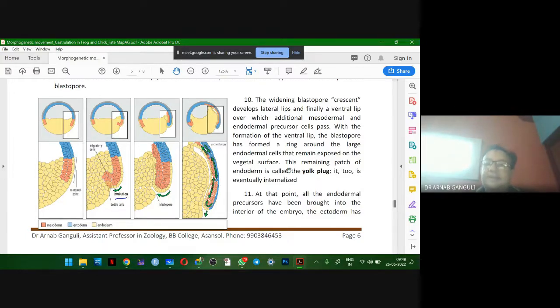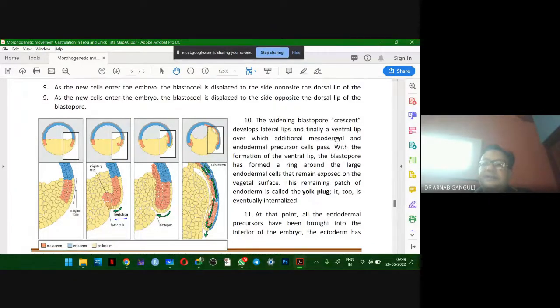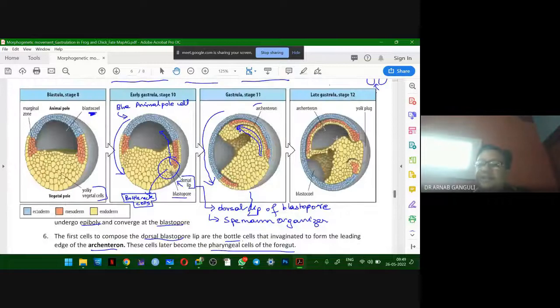The widening of the blastopore crescent develops lateral lips, and finally a ventral lip, over which additional endodermal precursor cells pass. এই যে গ্র্যাজুয়ালি দেখবে যে এইখানে একটা লিপ আরেকটা লিপ তৈরি হবে, এখান থেকে তো হয়েছে, another lip will form over here and there will be a plug known as yolk plug which is formed. So this is the late gastrula stage.